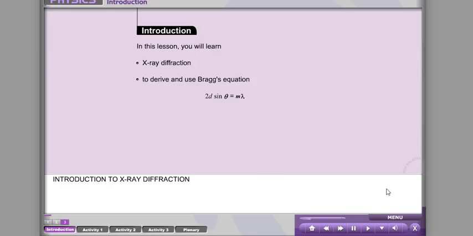Introduction to X-ray diffraction. In this lesson, you will learn X-ray diffraction, to derive and use Bragg's equation, 2d sin theta equals m lambda.